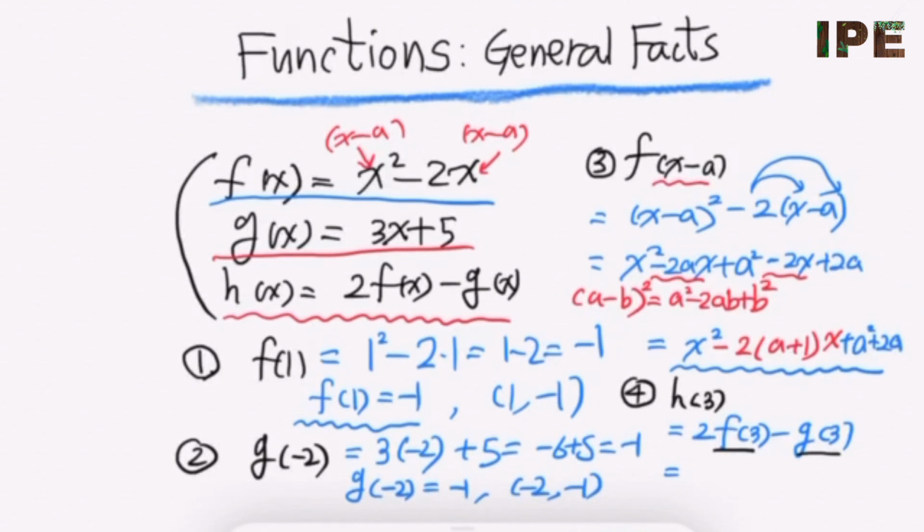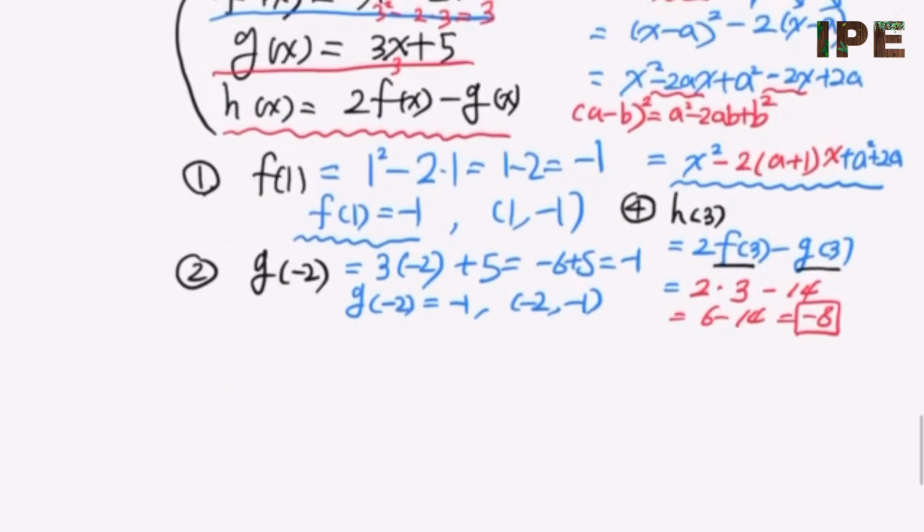f of 3 means the y value when x equals 3 of f of x. So if you plug in 3 for x, 3 squared minus 2 times 3, which is 9 minus 6, that is 3. So 2 times 3. What about g of 3? Plug in 3 for x of g of x. So 3 times 3 is 9. 9 plus 5 is 14. So 6 minus 14, which is negative 8. This is the answer.